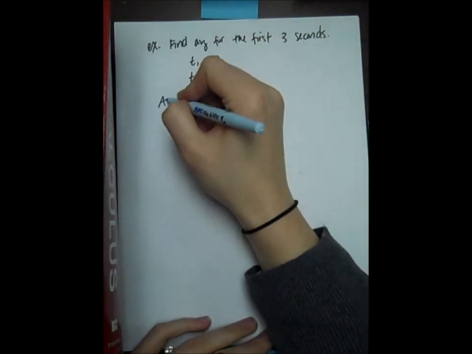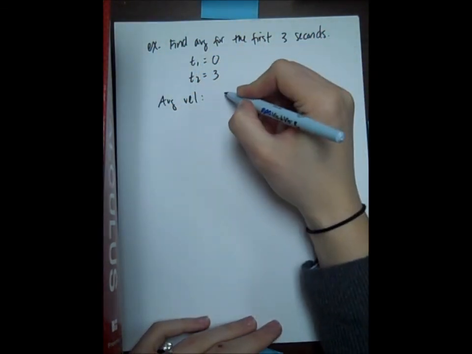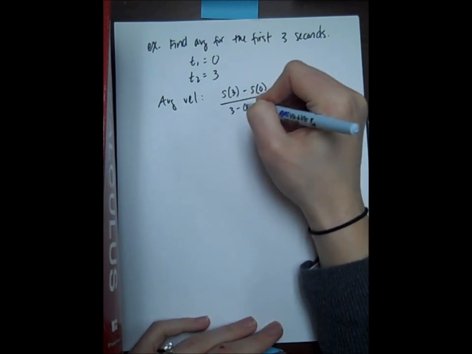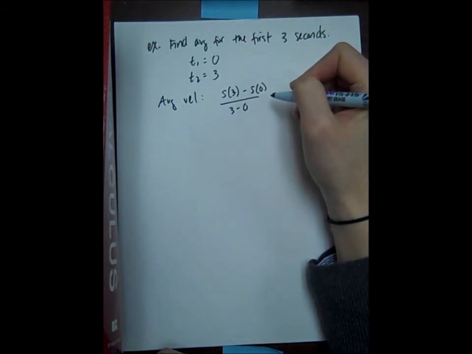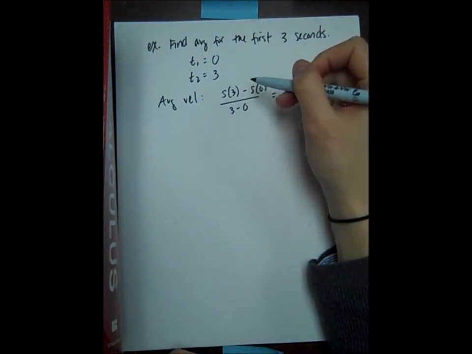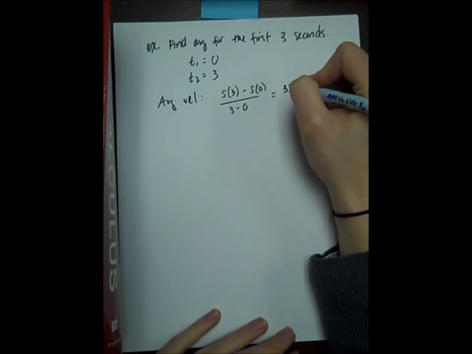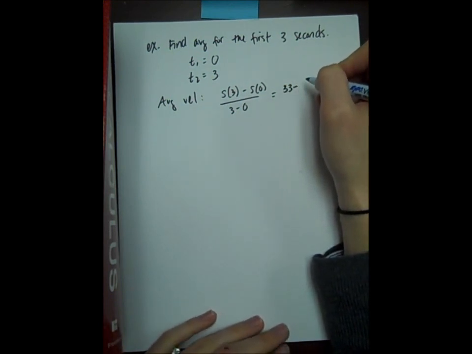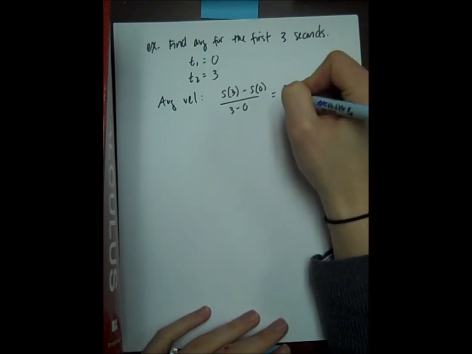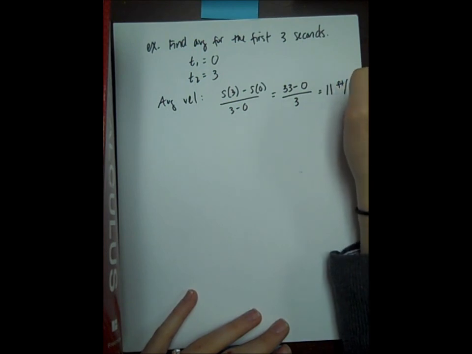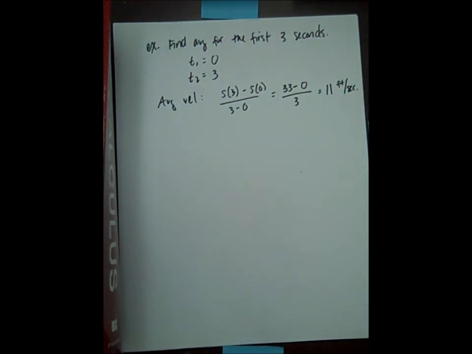So the average velocity is going to be s of 3 minus s of 0 divided by 3 minus 0. So what is s of 3? Let's go back to our equation. That would be 4 times 9 minus 3, which we did before, so that's 33. S of 0 was 4 times 0 squared minus 0, so 0. Divided by 3, that gives 11, and we said this was measured in feet per second. So over the first 3 seconds, our average velocity was 11 feet per second.